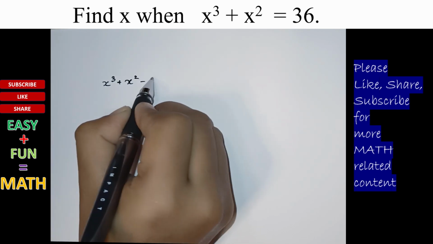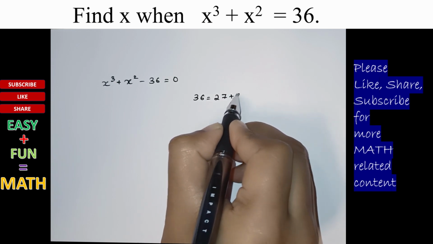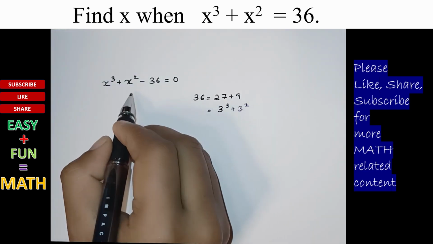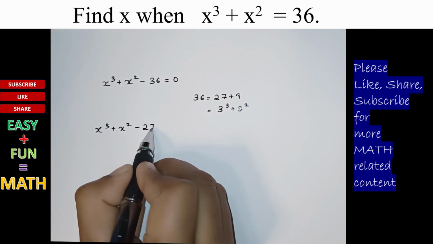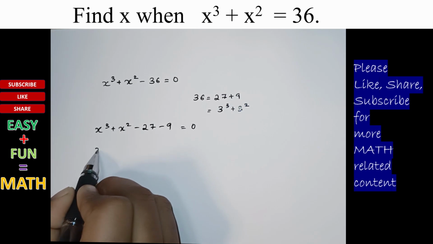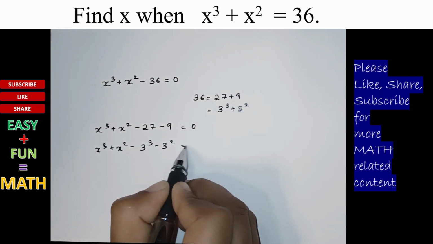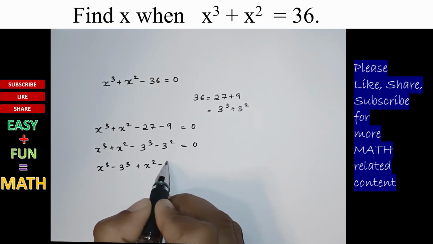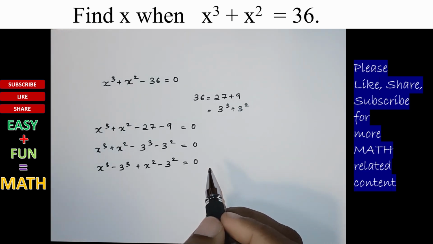x cube plus x square minus 36 equal to 0. So 36 can be written as 3 cube plus 3 square, which is 27 plus 9. So now we can rewrite this equation as x cube plus x square minus 3 cube minus 3 square equal to 0. So it can be arranged as x cube minus 3 cube plus x square minus 3 square equal to 0.